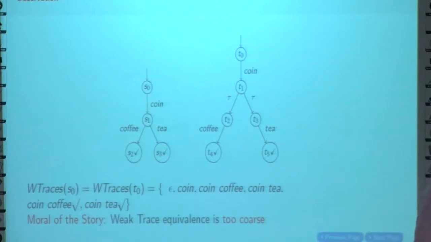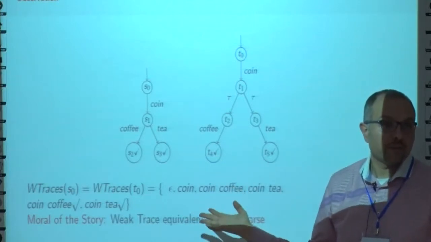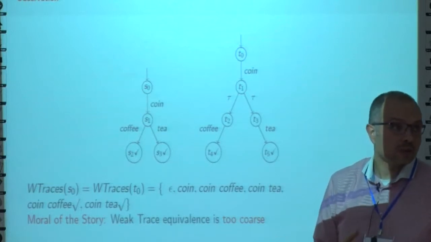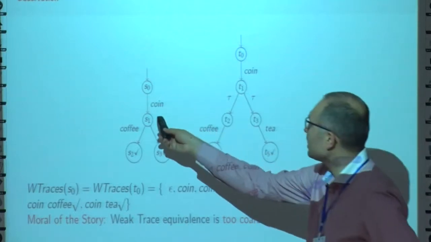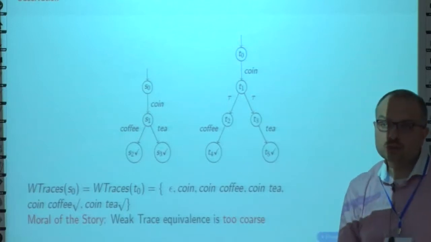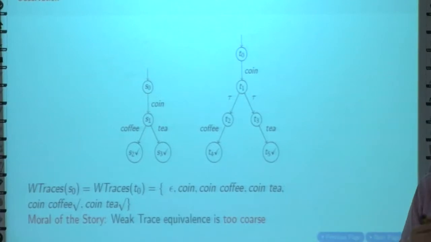So by doing something internal that you cannot observe, the system evolves into a state in which the tea option is removed automatically. And this is a very bad decision. This is a very bad internal decision by which you are deprived of your choice, basically. You had a choice here always, while here the system can evolve on its own into a state in which one of the choices is removed. And that's why this is not a good implementation. That's why weak trace equivalence is too coarse. We should basically go to the other side of the spectrum and search for something that preserves the moment of choice, basically.